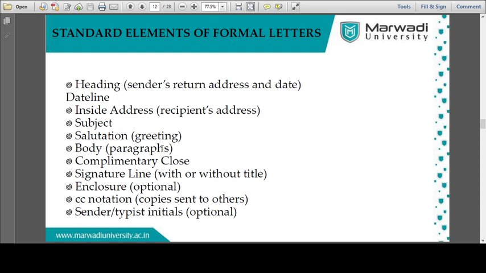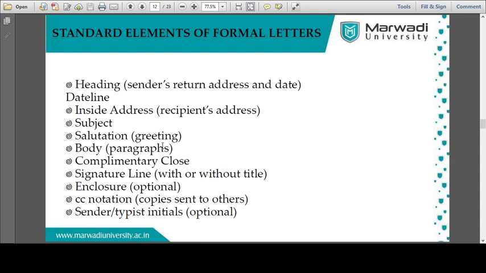Whenever we are writing a letter, we need to take care that the dateline should be in full form. It means 13th April 2020. That is the way we need to write. You can write April 13, 2020, or 13th April 2020. It's your choice, but it should be in full form.